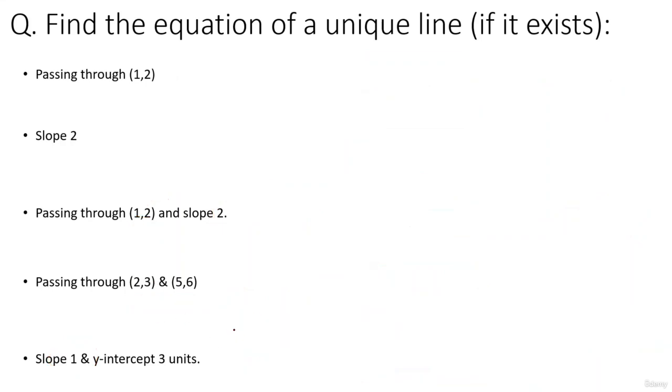The equation of this line will be point 0, 3 and slope 1. So y minus 3 divided by x minus 0 is equal to 1. Okay, if you solve this carefully, this is y is equal to 1 into x plus 3.